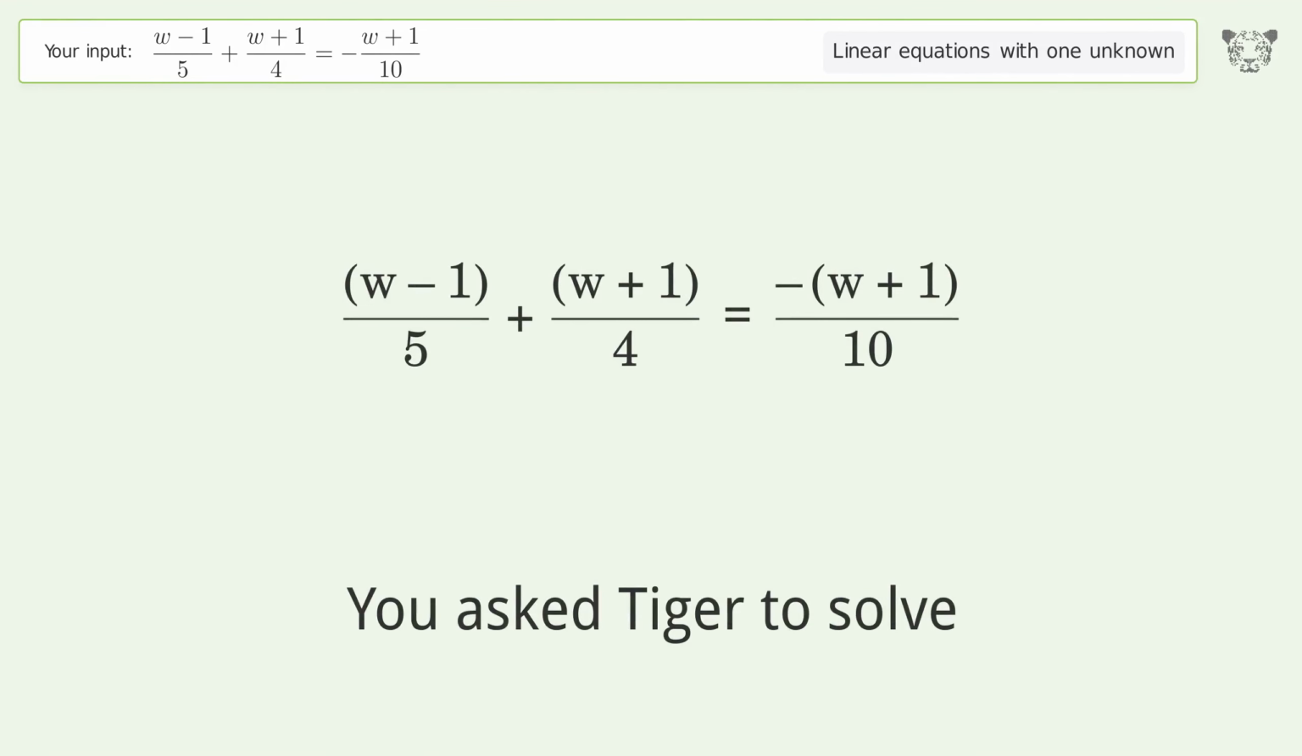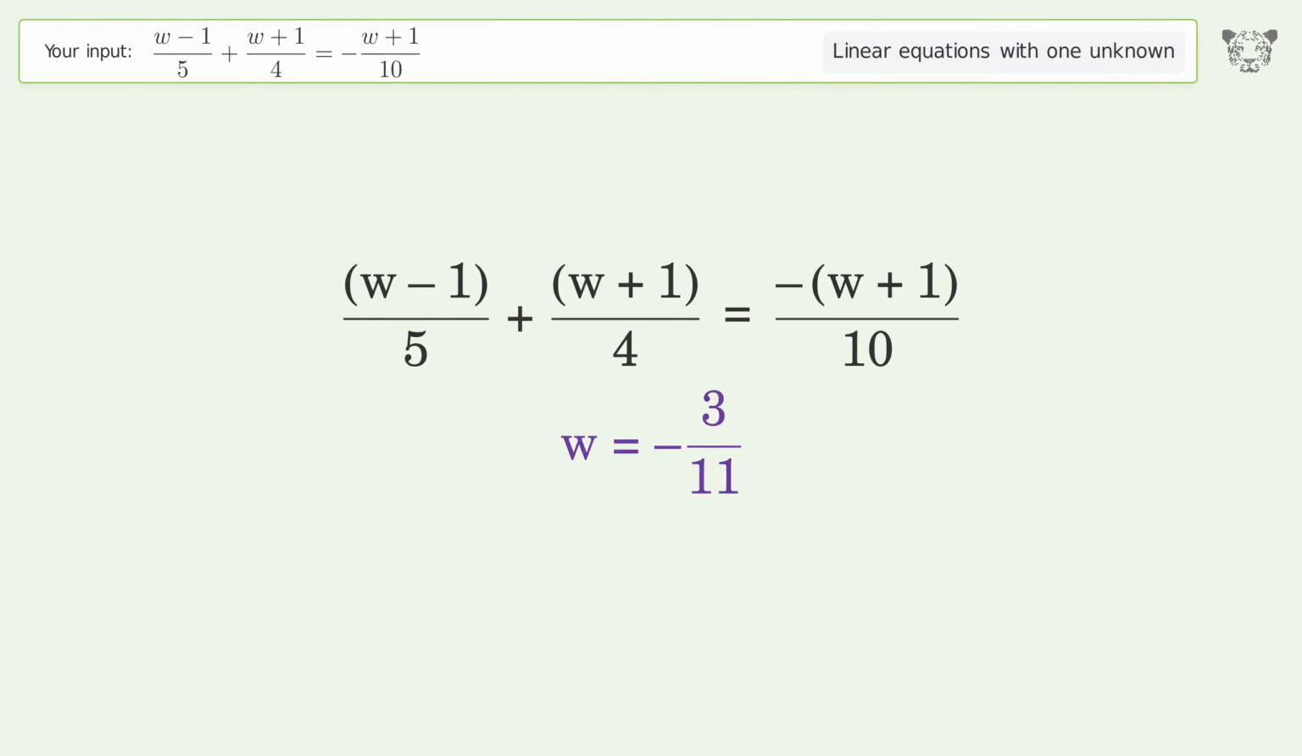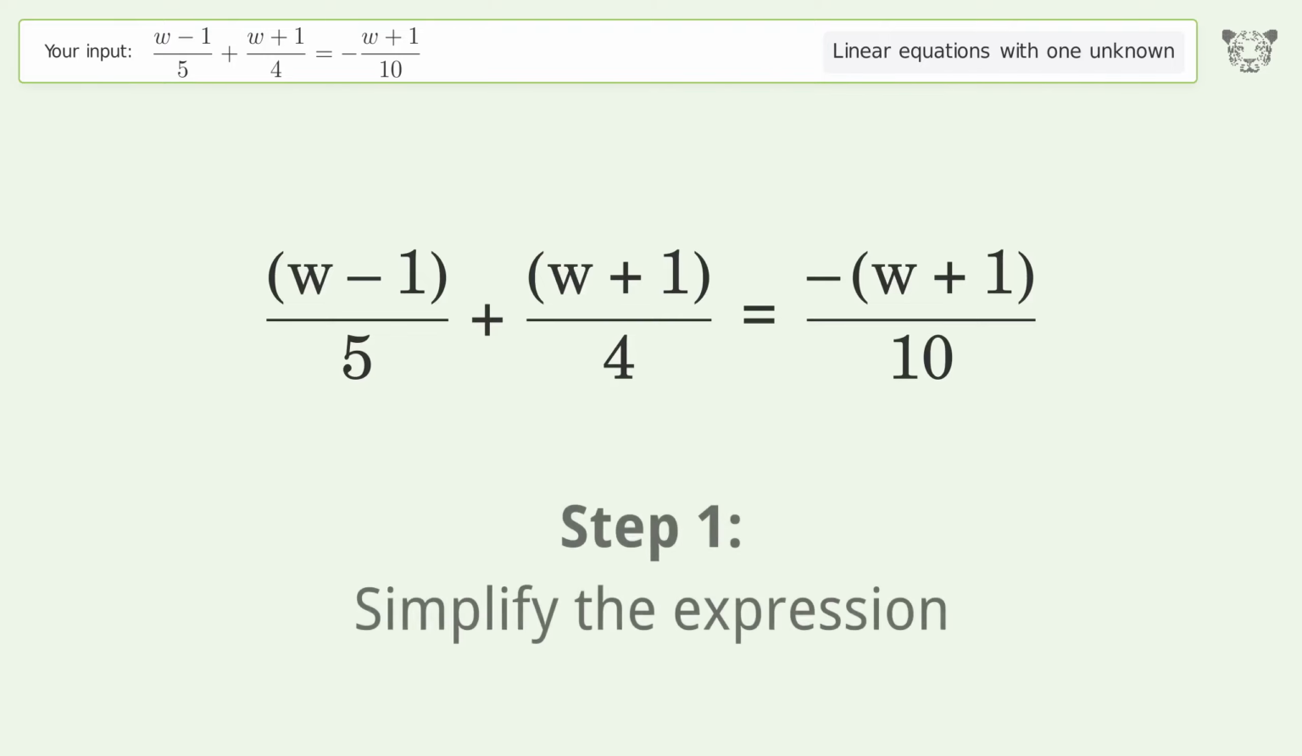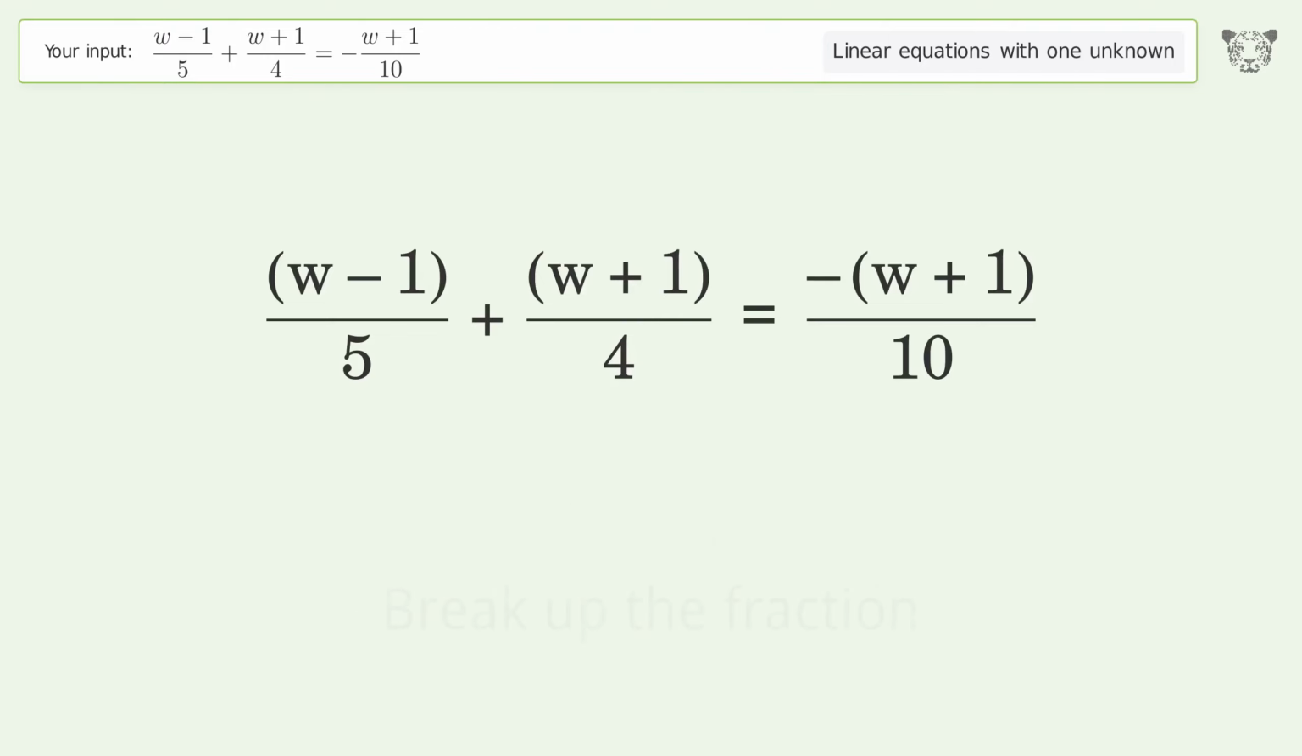You ask Tiger to solve. This deals with linear equations with one unknown. The final result is w equals -3/11. Let's solve it step by step. Simplify the expression. Break up the fraction.